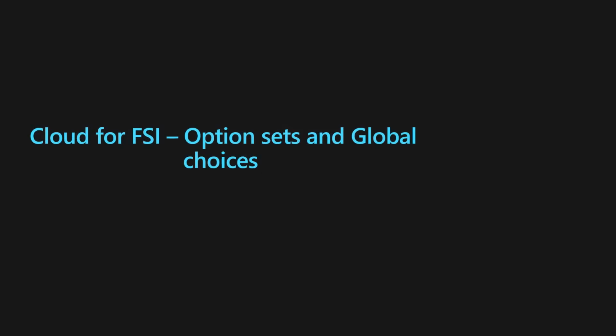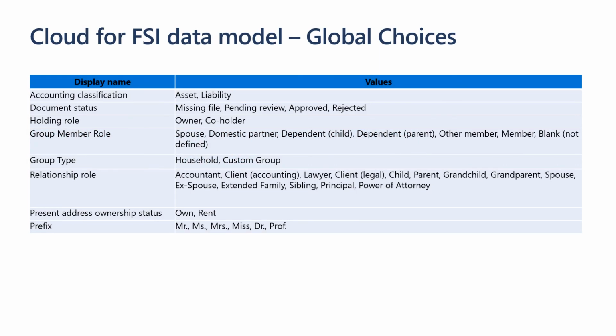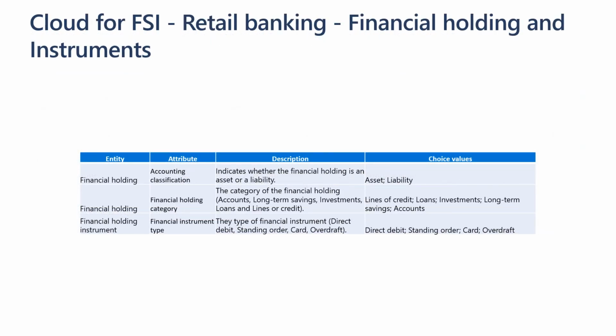The next chapter of the appendix is option sets and global choices for the entire data model. You can take a look at those attributes and make a decision on what you want to use out of the box and what you want to change.